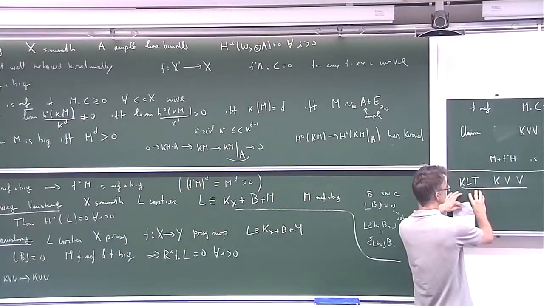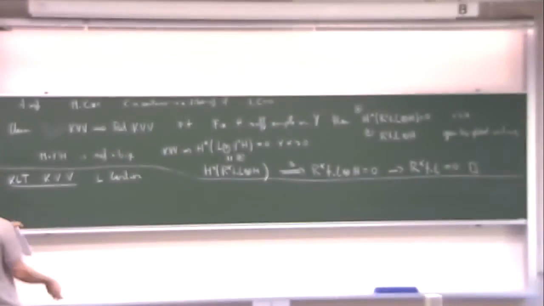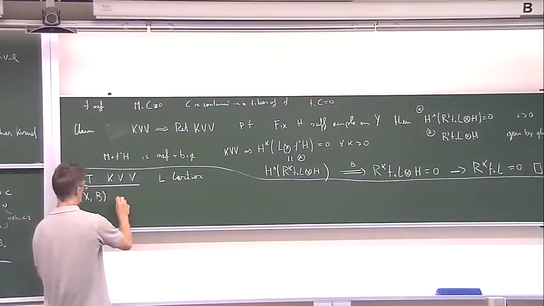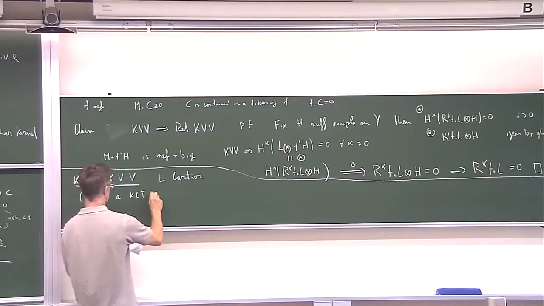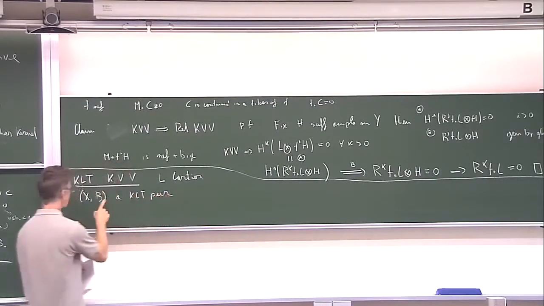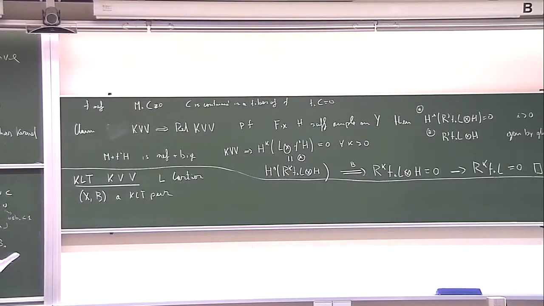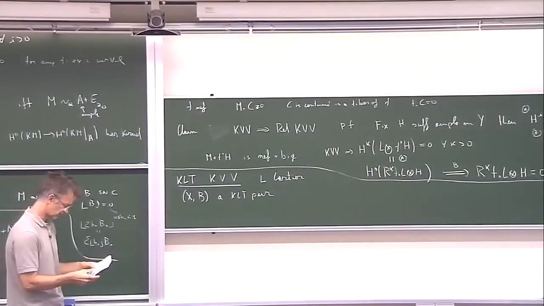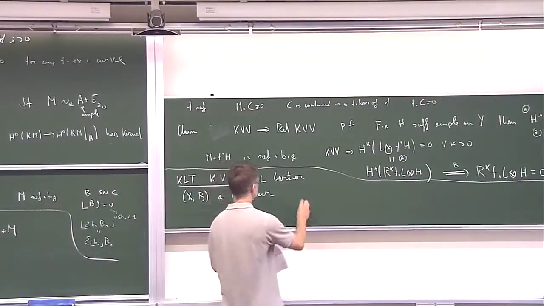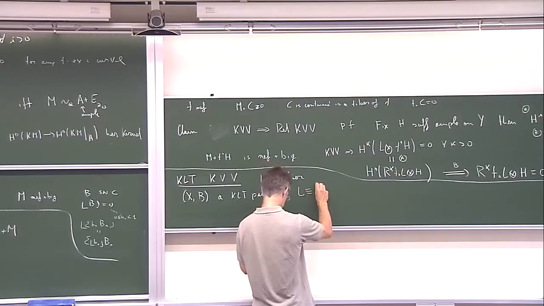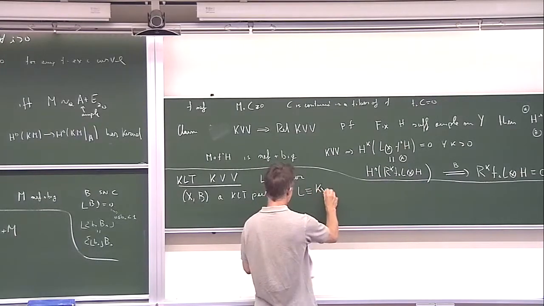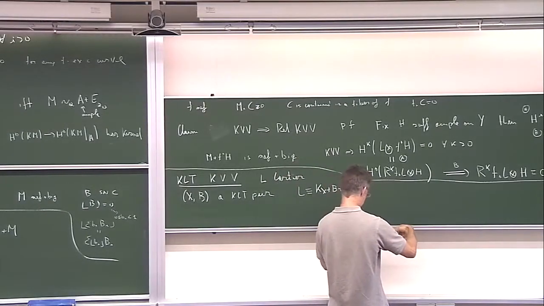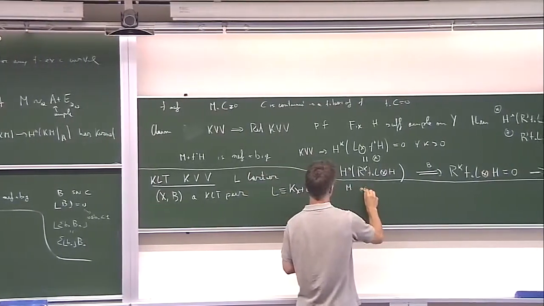So now I'm trying to state a version for a KLT pair. So let me introduce my KLT pair, (X, B). When I say KLT pair, I mean that the coefficients of B are going to be between 0 and 1. I'm not allowing negative coefficients, and I'm not allowing 1 as a coefficient. And let's assume that L, this Cartier divisor, is numerically equivalent to K_X plus B plus M, where M is nef and big.